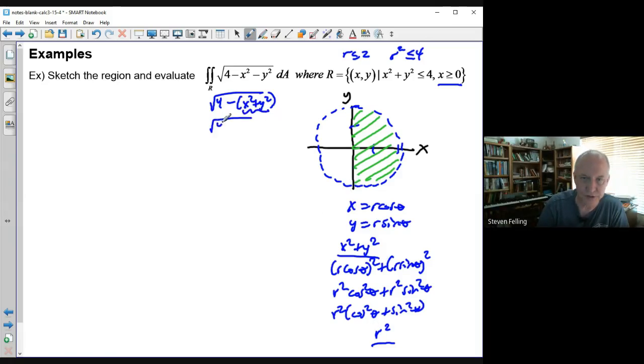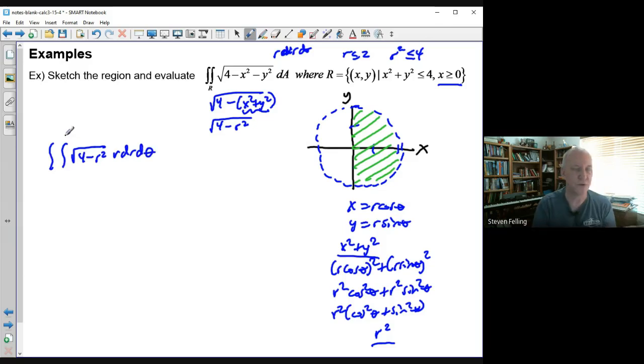This is the same as the square root of 4 minus r squared. So now I've converted the integrand to polar. The dA is going to become r dr d theta, right? So my integral is the square root of 4 minus r squared, r dr d theta. And then the last thing is I have to figure out the limits of integration.